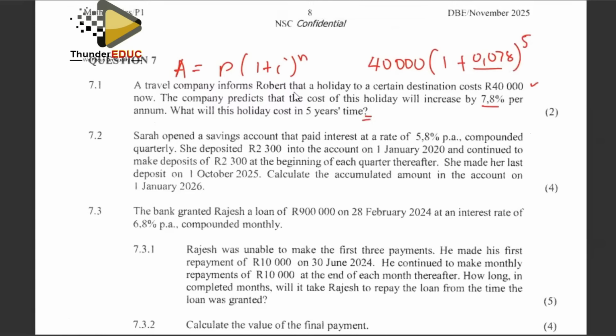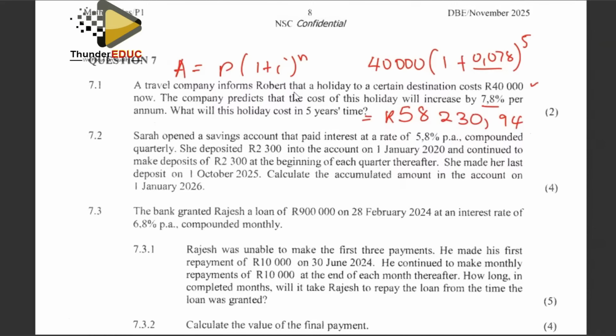When I punch this in the calculator, just to be sure, 0.078 to the exponent of 5, okay, what I'm getting is 58, not 528. It's 58,230.94 rands. All right, so that is what I'm getting with this question.